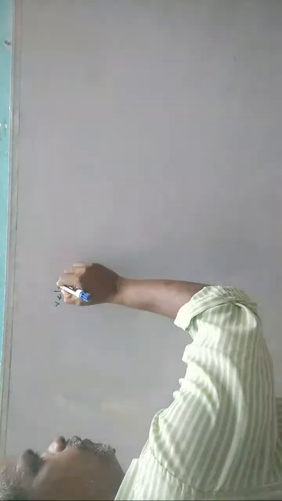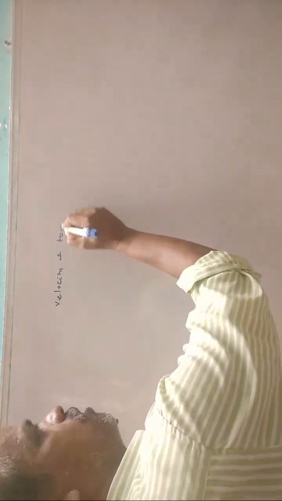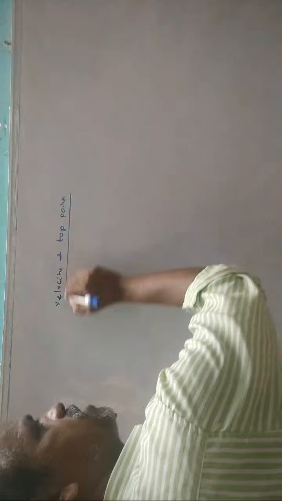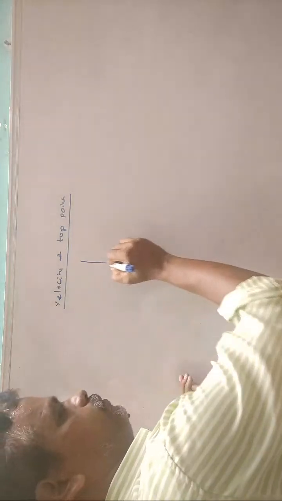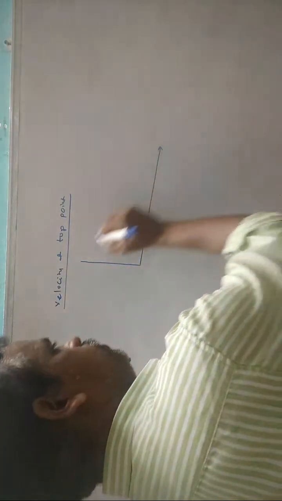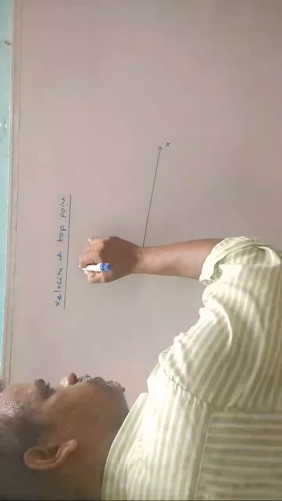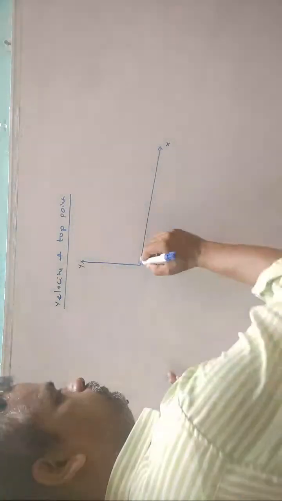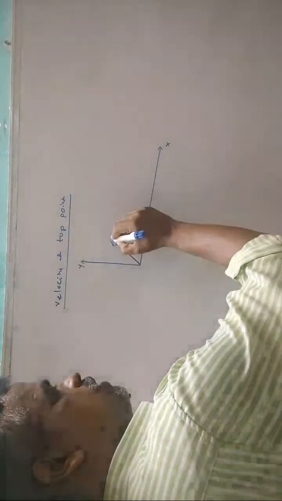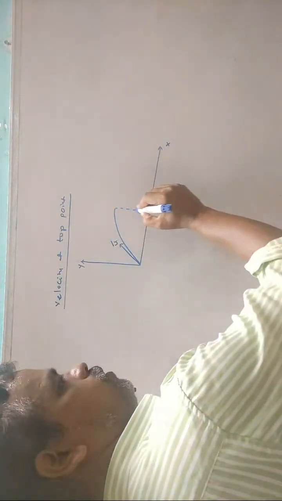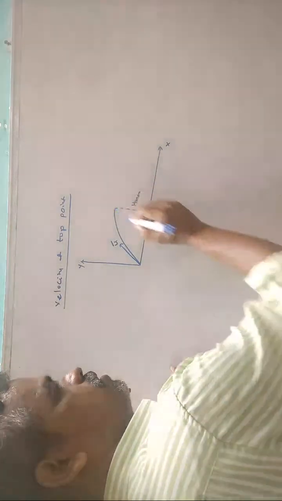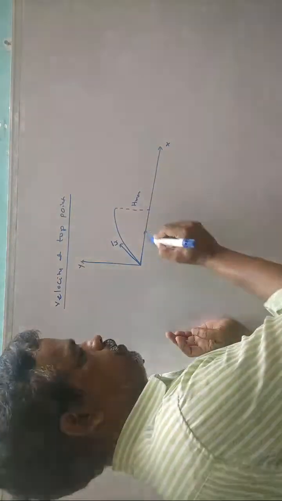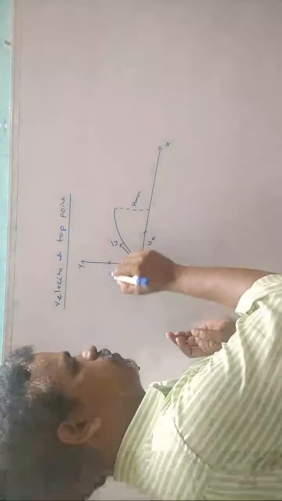Next, velocity at the top point, at maximum height. Look here, this is the x-axis, this will become the y-axis. This is velocity, this is the maximum height the body reached. At maximum height, what are the velocity components? So this will become ux, uy.